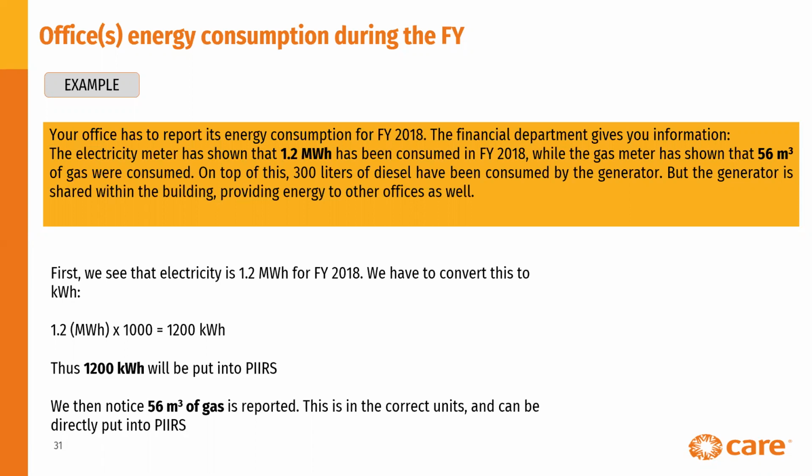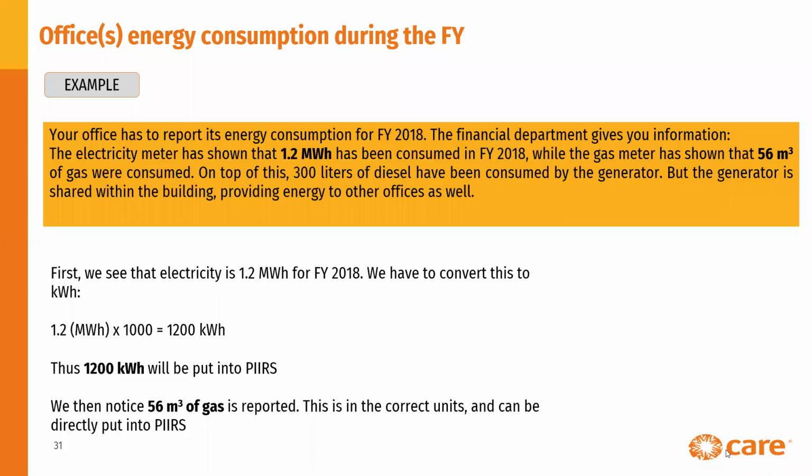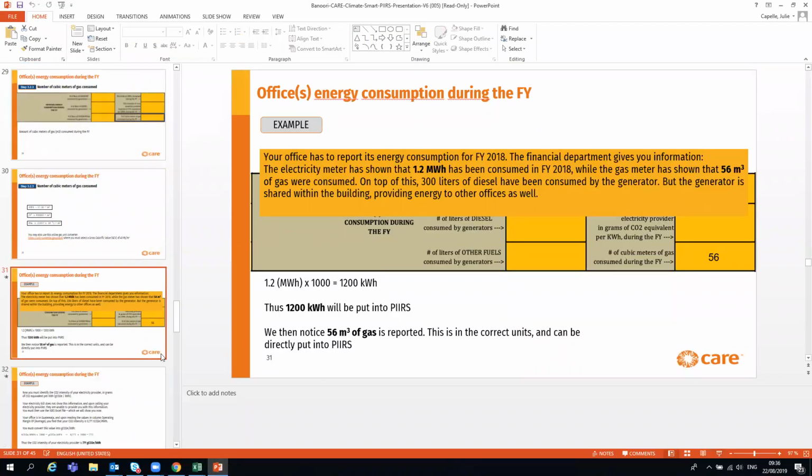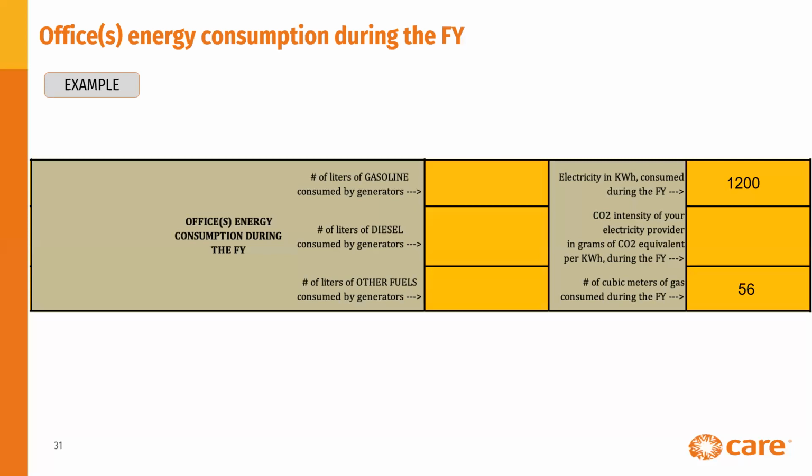We now have a PIIRS file sheet. It may look like that. So it will look like this at the moment.